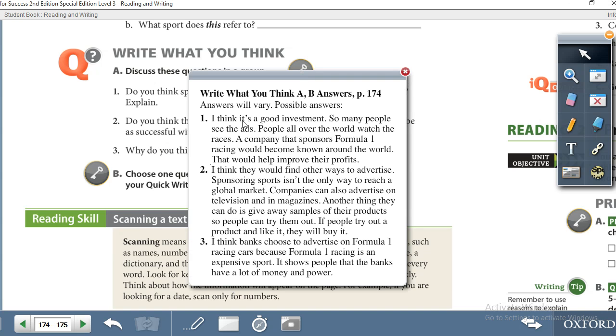I will show you the answer key. These are possible answers. Remember, answers will vary. So these are your answers. You can quickly have a look at them.